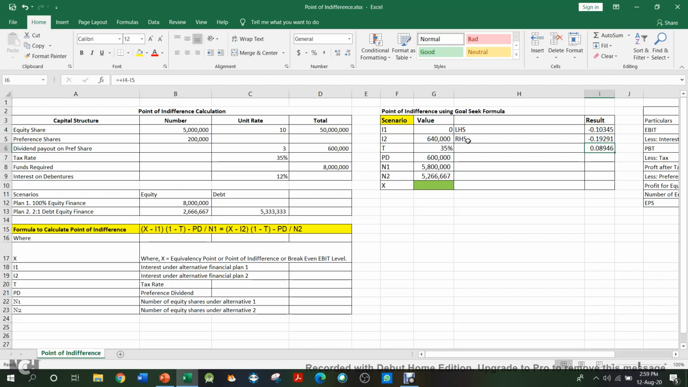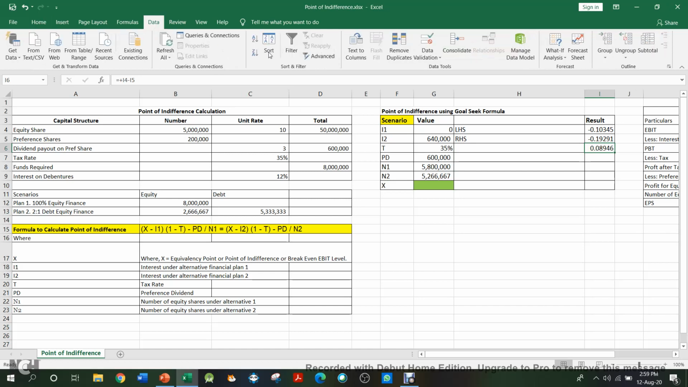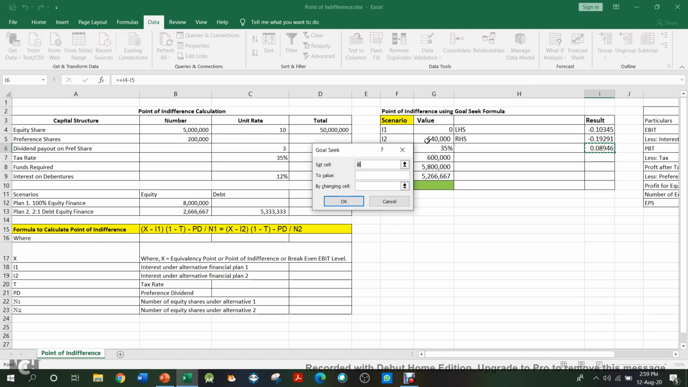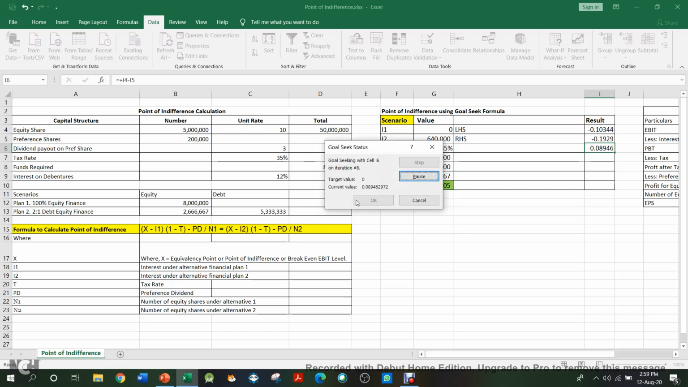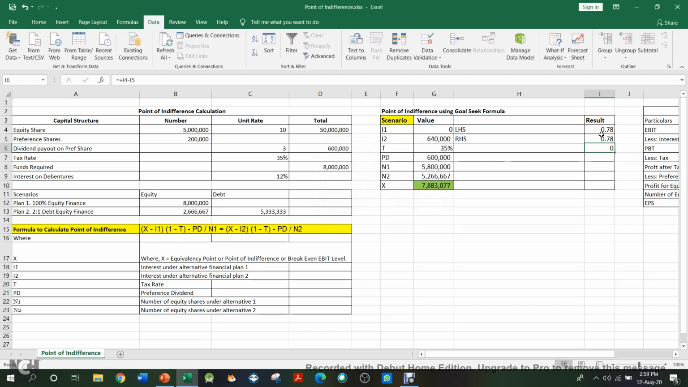So how do I get that? I use the goal seek option in Excel. Set the cell where you want it to be 0, then change the value to 0. So you want it to be 0, and how will that become 0? By changing the value in this cell. Then click OK. See, now I have got a 0 value, and this is my point of indifference.